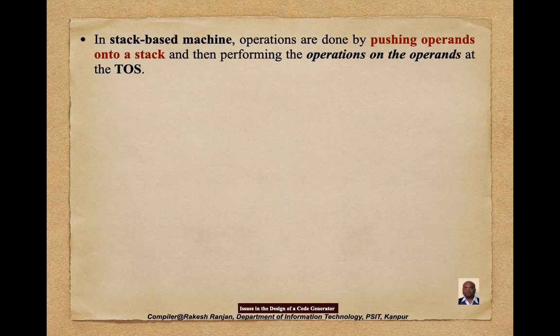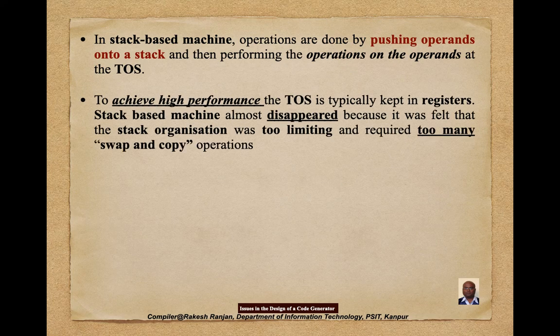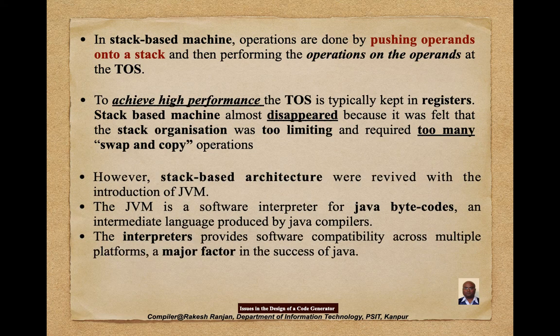In a stack based machine, operations are done by pushing the operands onto the stack and performing the operation on the operands at the top of the stack. To achieve high performance, the top of the stack is typically kept in registers. Stack based machines almost disappeared because the stack organization was felt to be too limiting and required too many swap and copy operations. However, stack based architecture was revived with the introduction of the Java Virtual Machine (JVM). The JVM is a software interpreter of the Java bytecode, an intermediate language produced by the Java compiler. The interpreter provides software compatibility across multiple platforms, a major factor in the success of Java.